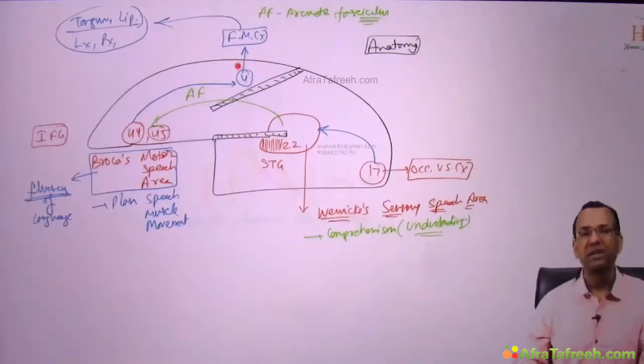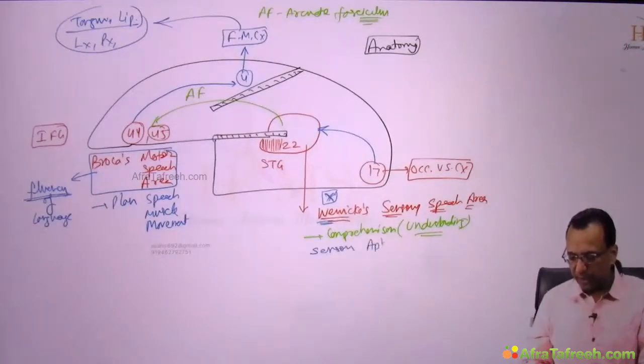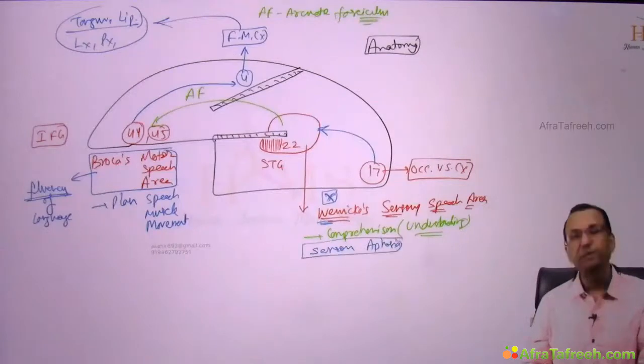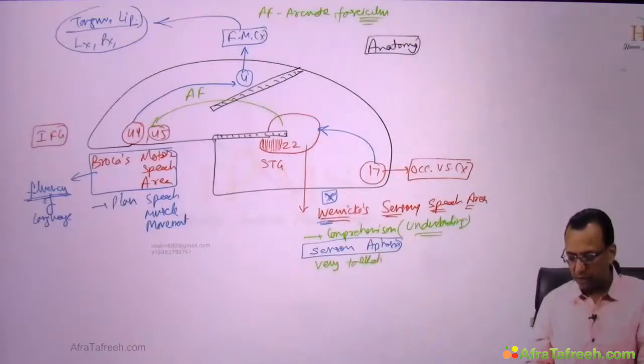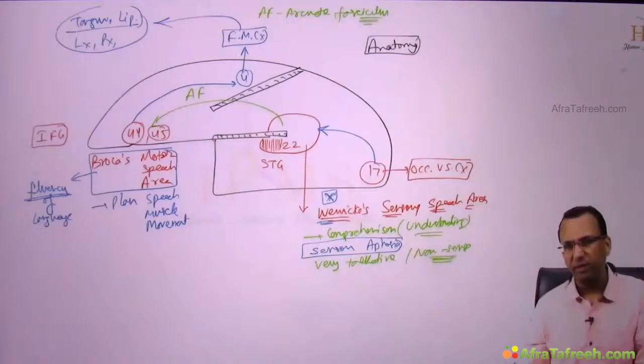What if I have a lesion in Wernicke's area? Then there will be a sensory aphasia. And how will you identify a patient of sensory aphasia? These patients are very talkative and they talk nonsense. But why are they talking nonsense? Because they have loss of insight. They don't know that there is a problem with them. They think the problem is with you, not them.